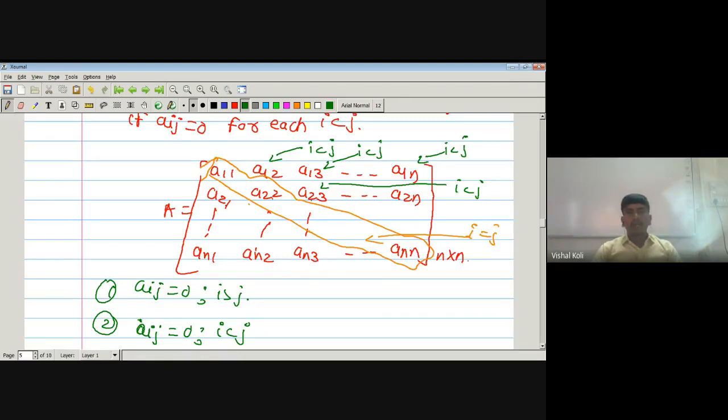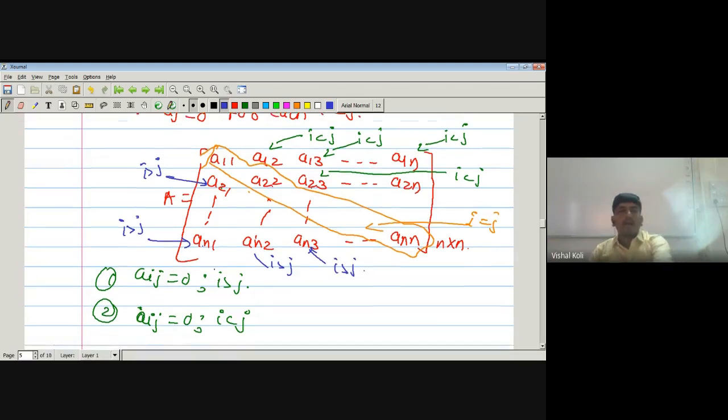Now here a21, i is 2, j will be 1. So here i is greater than j. Similarly, for this element an1, i is greater than j. Here also i is greater than j, and here also i is greater than j.